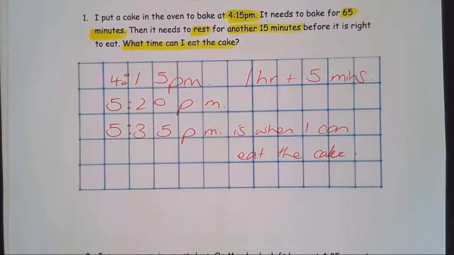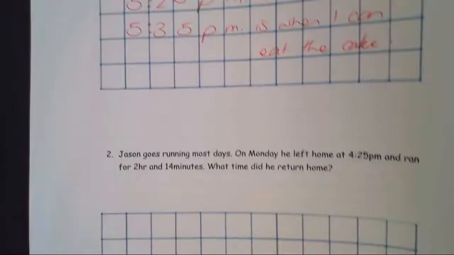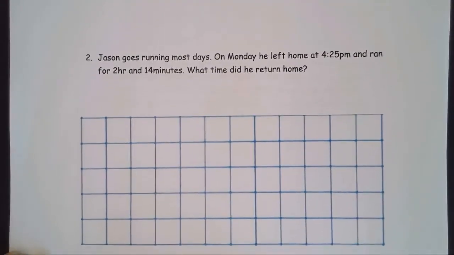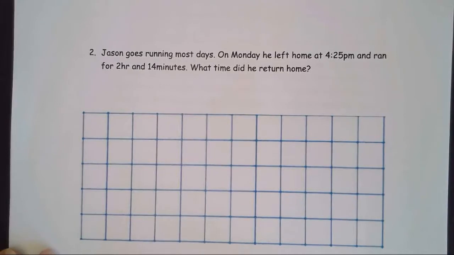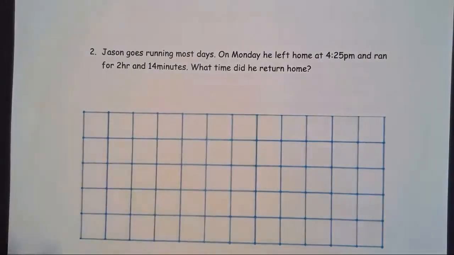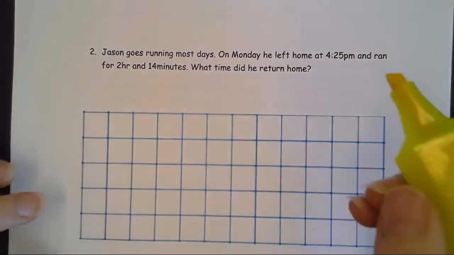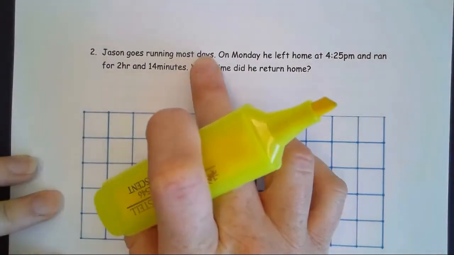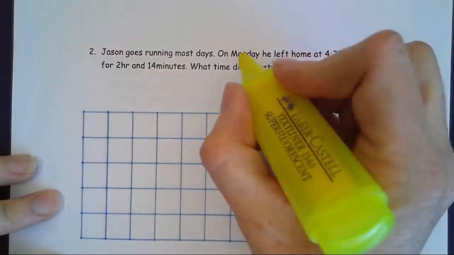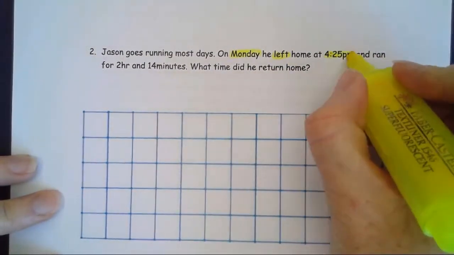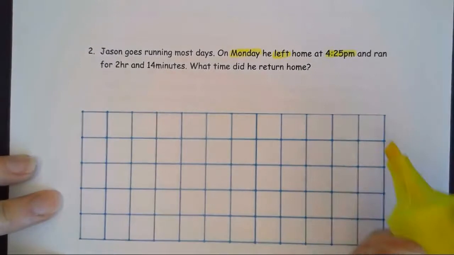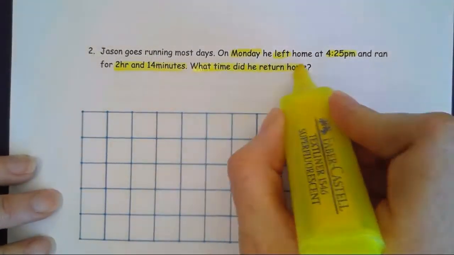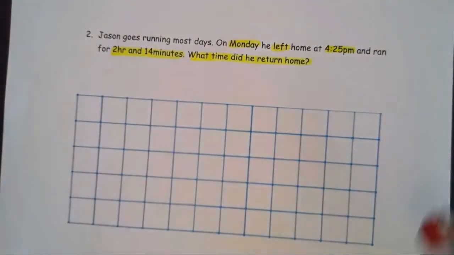Yep. Okay, Jason goes running most days. What a crazy person. On Monday, he left home at 4:25 p.m. So that's actually not needed, that first paragraph, is it? Doesn't make any effect on our problem solving. Monday, he left home at 4:25 p.m. and ran for, what? 2 hours and 4 minutes. Crazy. Far out, man.